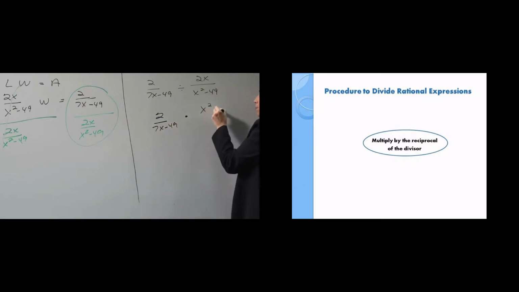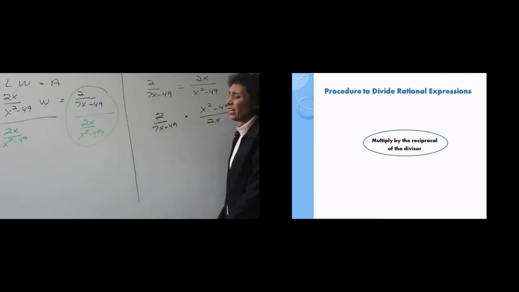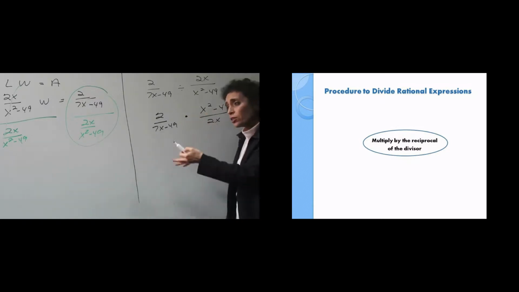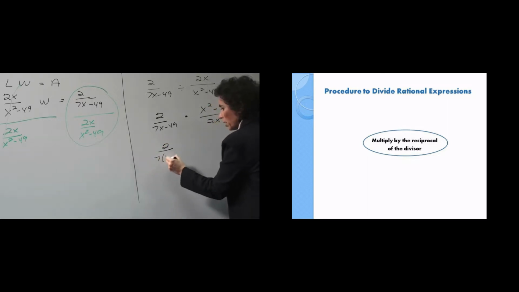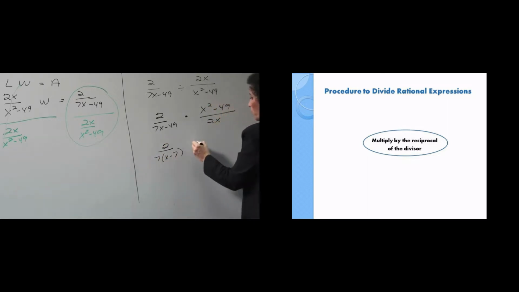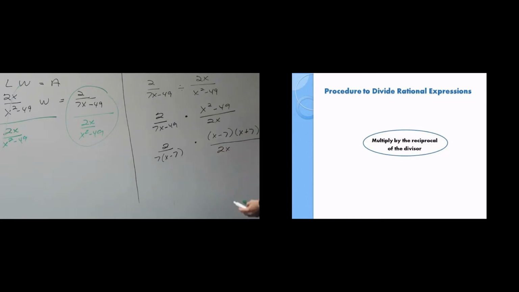Times, flip, need the reciprocal. Now we have what we just did. Now we have to factor and reduce. So this is 2. Factor out the 7. We get x minus 7. On the top here, we have the difference of 2 squares. And I know you've been factoring for a while now, so you can do this. And now we just reduce.